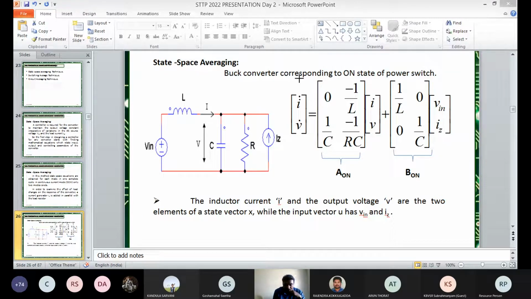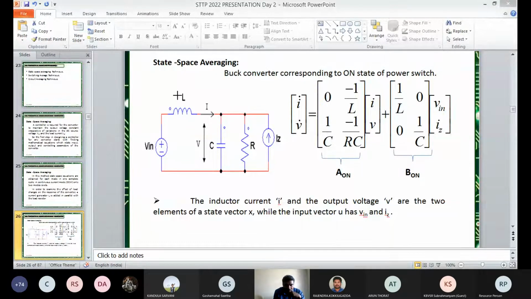As I already told, whatever variable you have chosen as a state variable, in the state equation you need to get the derivative of that one. So from this relation, I get dIL by dt equal to Vin by L minus V by L. This is the first state equation.